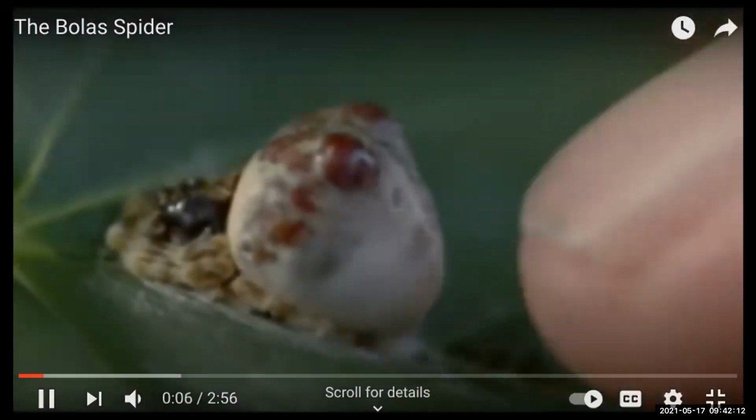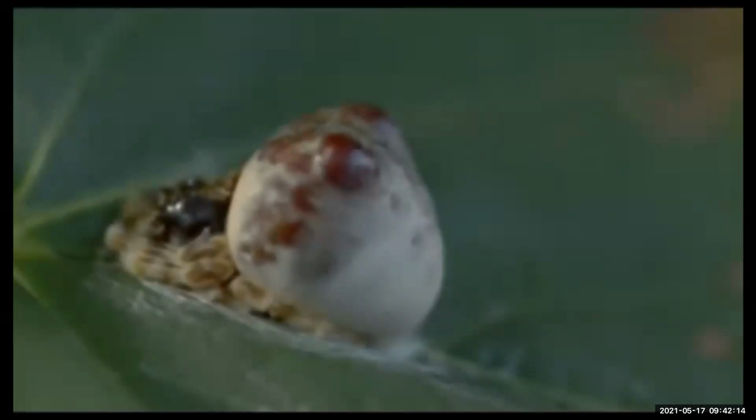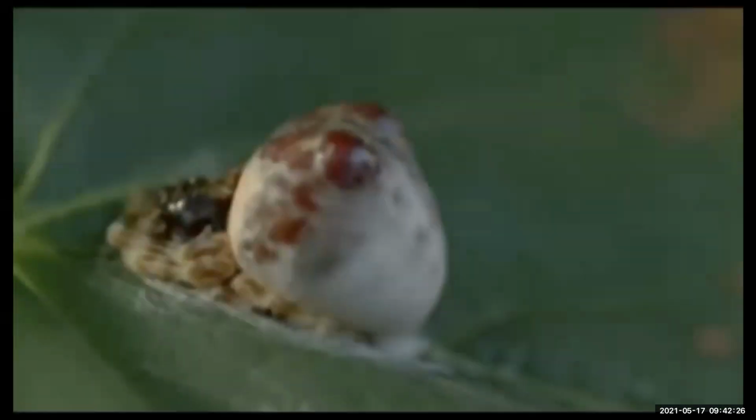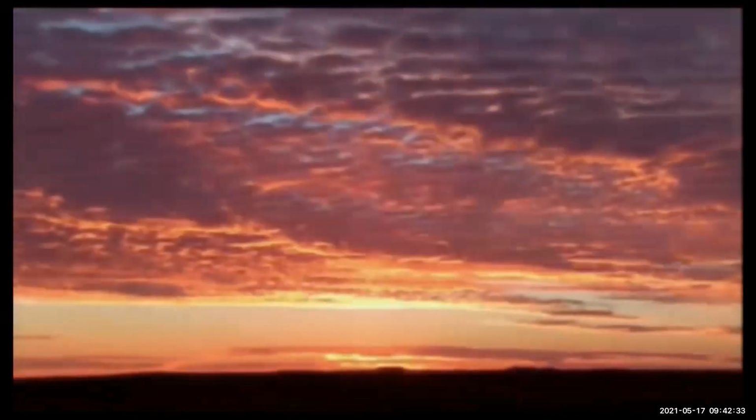This may look like a bird dropping, but that's just a disguise to fool anything that might want to eat it. In fact, it's a spider, and one with an even more extraordinary hunting technique. It's a bolas spider. Throughout the day, she remains motionless, but when evening comes, she prepares for action.